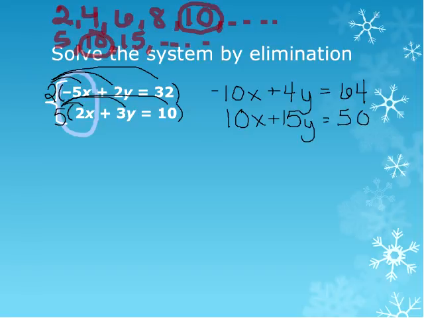Okay. This is the hardest example you will ever run into, right? Because you had to multiply both equations by something for a variable to eliminate. So let's finally go ahead and add these together so those x's are gone. So they go to 0. What is 4y plus 15y? And 64 plus 50?